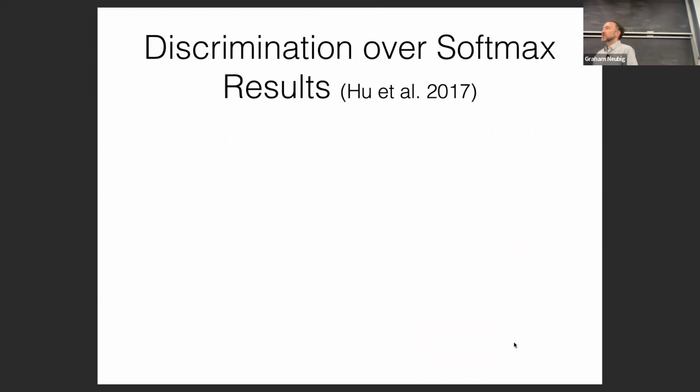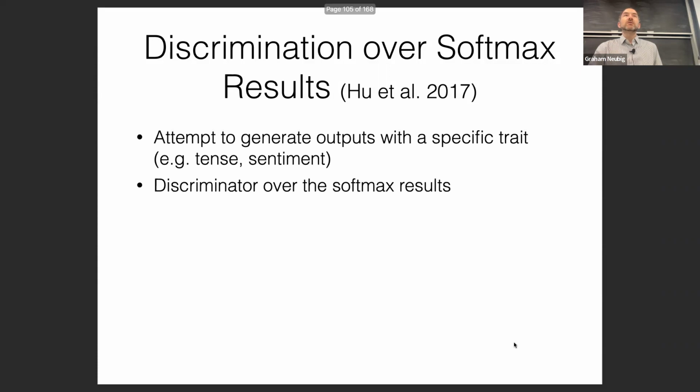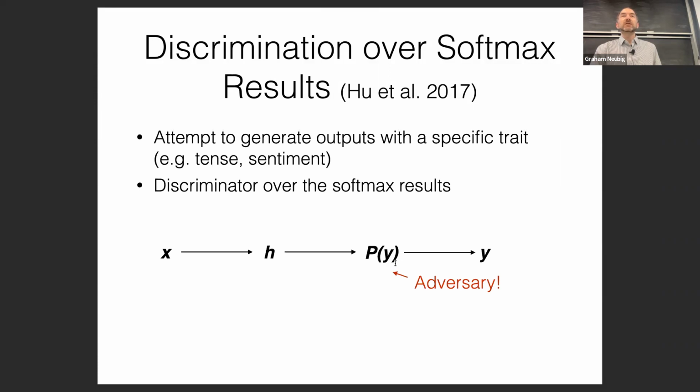Another interesting thing that people have done is, instead of training a discriminator over the actual discrete outputs of the model, you train a discriminator over the results, like the logits or the results of the softmax. And so basically you have X, from X you calculate the hidden states, and then you calculate the probability of the output, and then you calculate the actual output, and you do the adversary over the intermediate state. The obvious reason why this is nice is that it's differentiable, right? You're not doing any sampling, or the sampling operation is not in the middle of the computation graph that you need to be backpropping through.